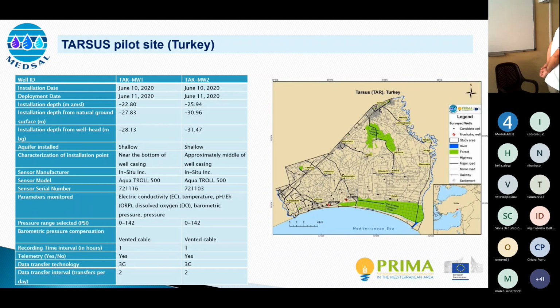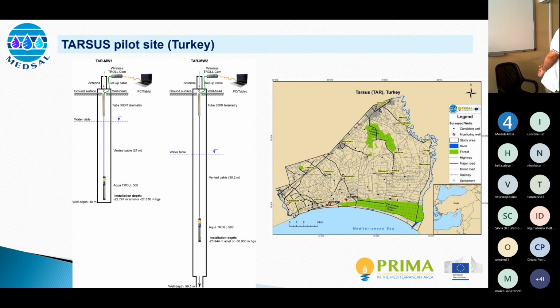In both wells we have vented cables. Basically, there are holes in it, so it can compensate for the barometric pressure at the surface. We use 3G technology to transmit data, in automatic mode. It can switch to 4G also if it requires.